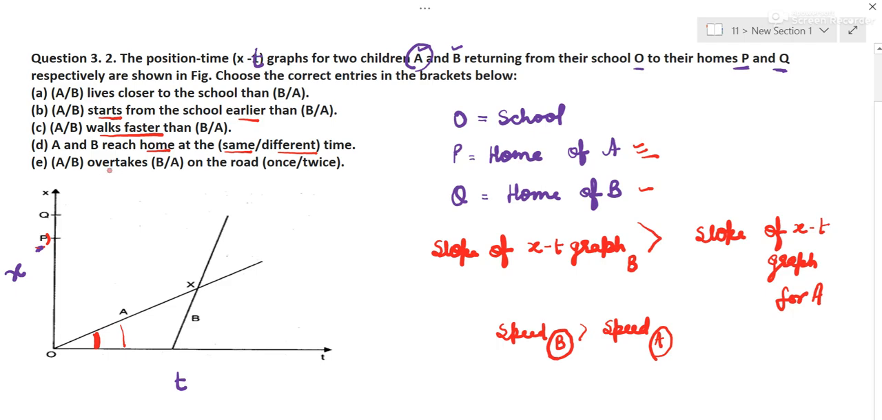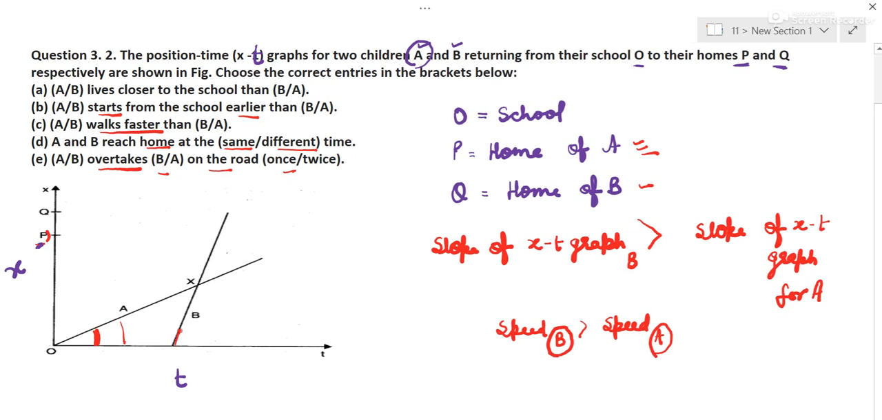Now, who overtakes whom on the road, once or twice? You can see B is overtaking A here and then going ahead. So you can see the intersection has taken place once. And who is overtaking? Because B was walking faster, B overtook A. So B overtakes A on the road, and once.